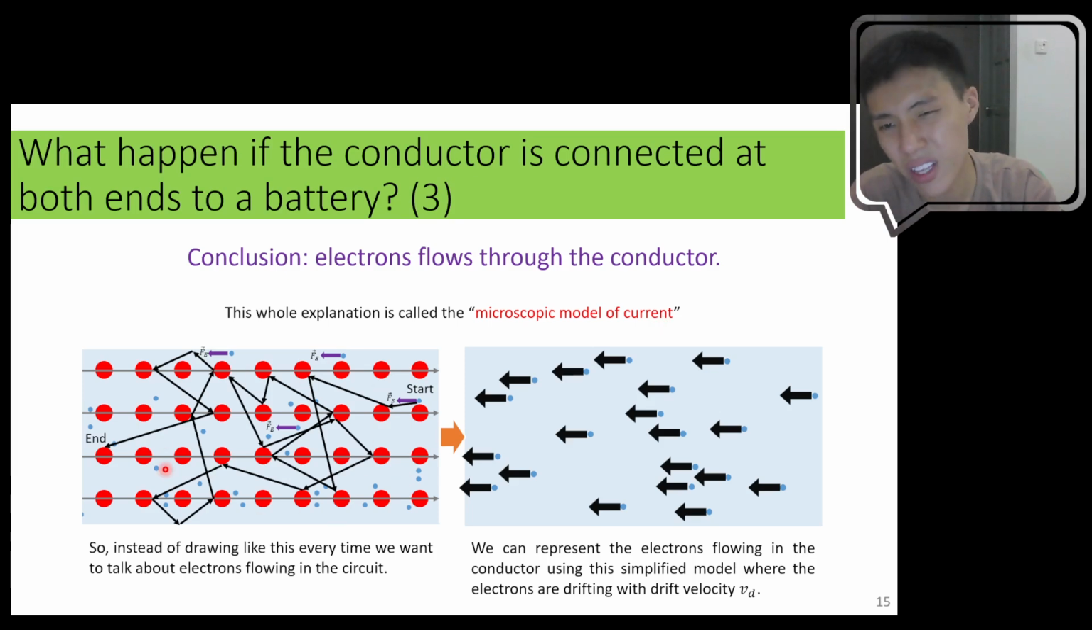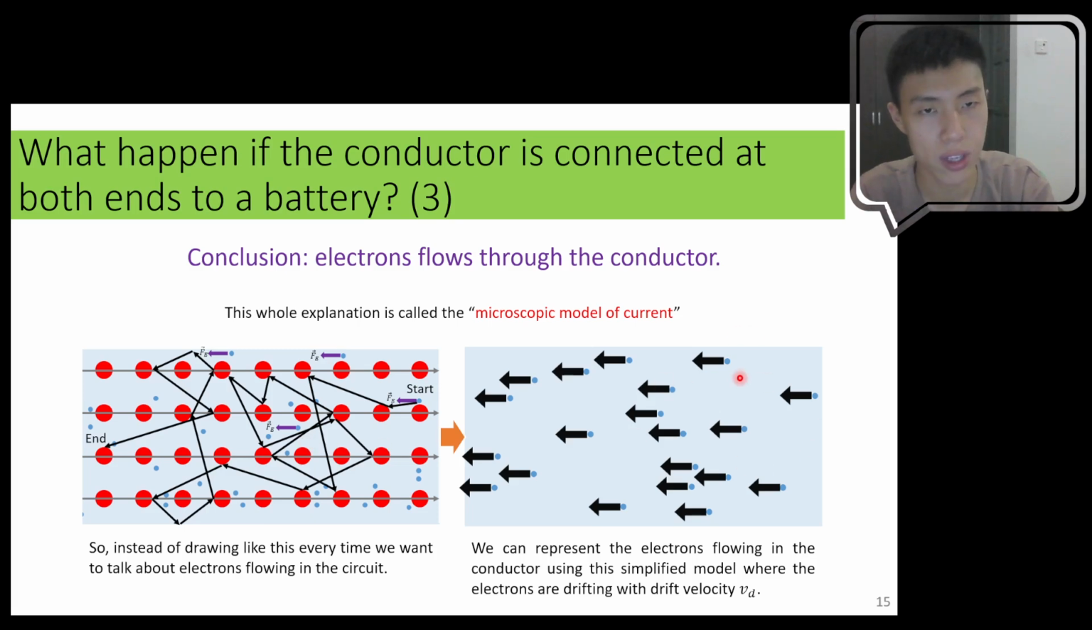So instead of really explaining all this frequent collision, random motion, and whizzing around causing a slow drift, we can actually simplify the diagram over here to be something like this. When we simplify it that way, we remove all the positive ions in the diagram.